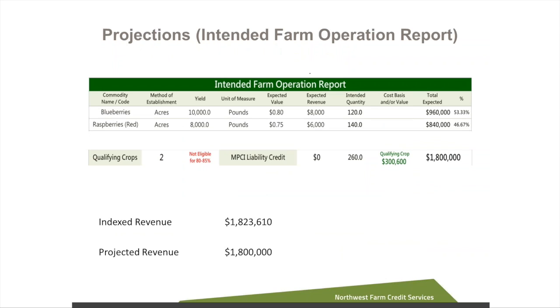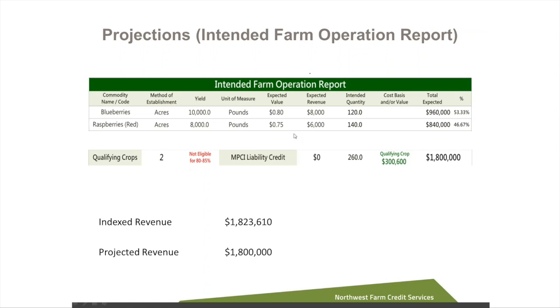We're going to compare that historical average to what you intend to grow for the coming year. The farmer will set his yield for these two crops. We're going to use this as our example. And he also sets the expected value for those crops. And you must be able to substantiate this with either historical or common growth patterns for your farm.